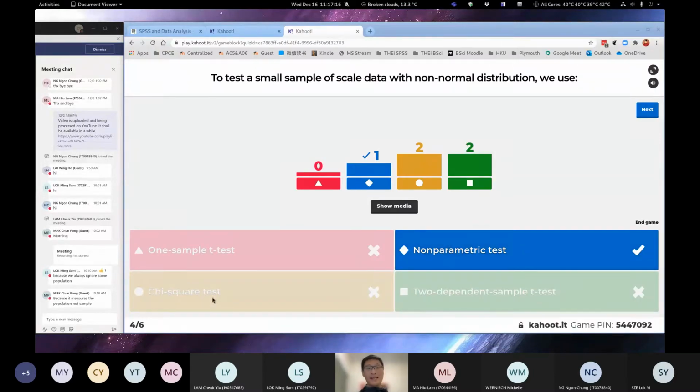The chi-square test is never used on scale level data. Chi-square test is for nominal and ordinal data. So we don't use it here.